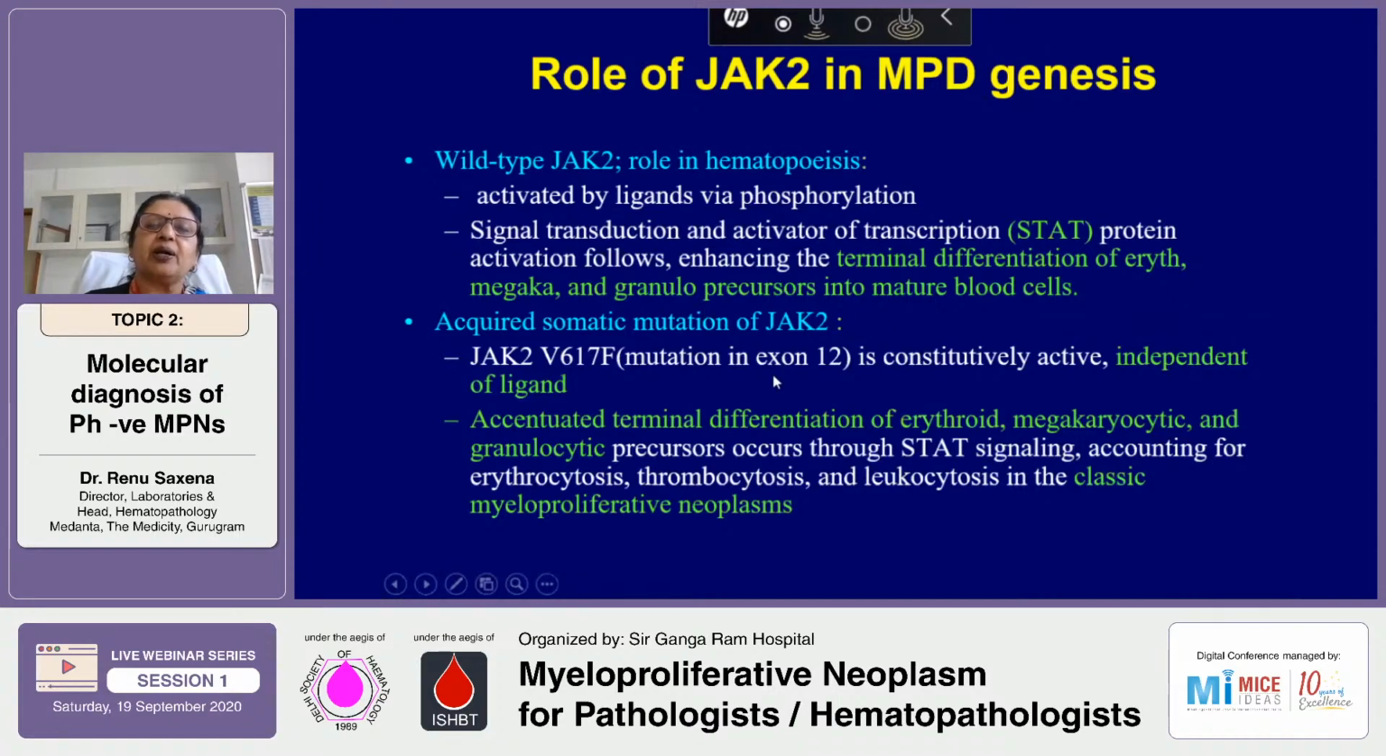That is exactly what happens with JAK2 mutation. What it does is it makes it independent of ligand. And once this independence is achieved, there is accentuated differentiation of erythroid, megakaryocytic and other series, leading to erythrocytosis, thrombocytosis and leukocytosis. That is the classic myeloproliferative disorder picture.